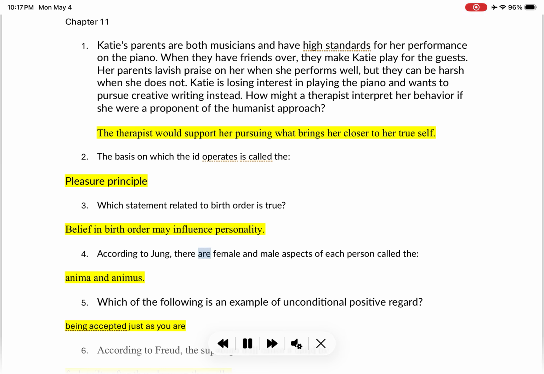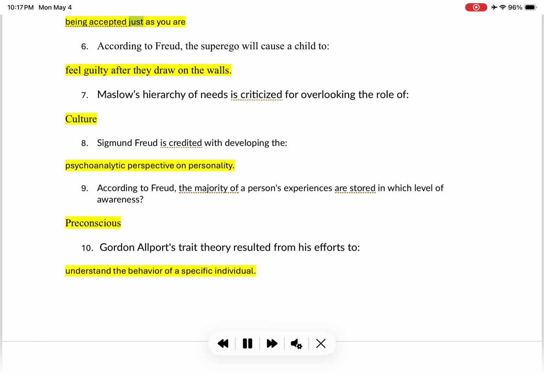According to Jung, there are female and male aspects of each person called the anima and animus. Which of the following is an example of unconditional positive regard? Being accepted just as you are. According to Freud, the superego will cause a child to feel guilty after they draw on the walls. Maslow's hierarchy of needs is criticized for overlooking the role of culture.